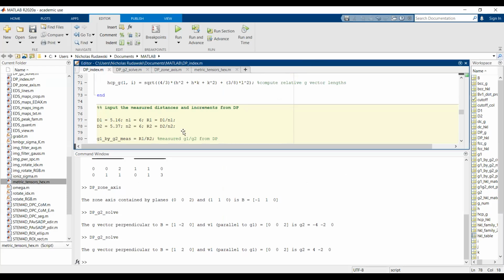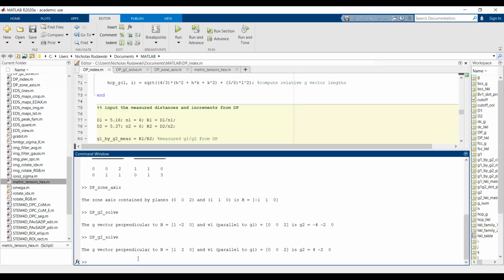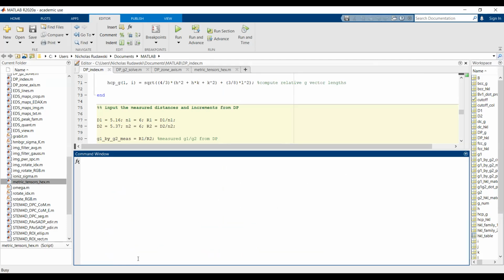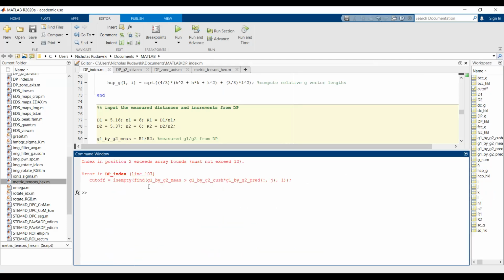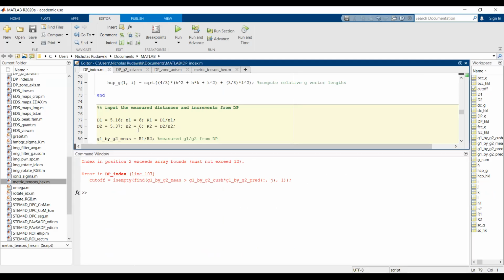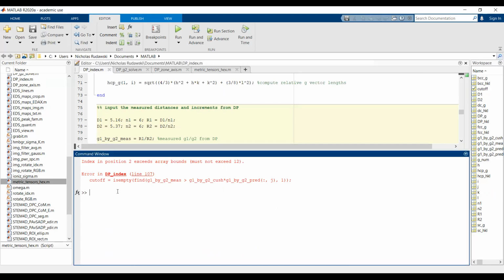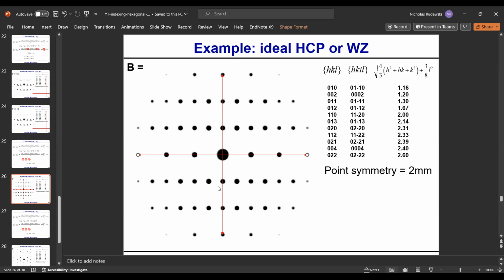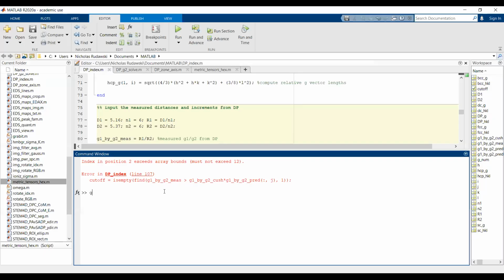Okay, all right. So let's go ahead and run this. DP index. Ooh, that's interesting. So it's giving me a non-answer. Cutoff is okay. So it couldn't do it. That's real interesting. Let me take a look here. Let me just generate here's G1 by G2. We might have to do this.